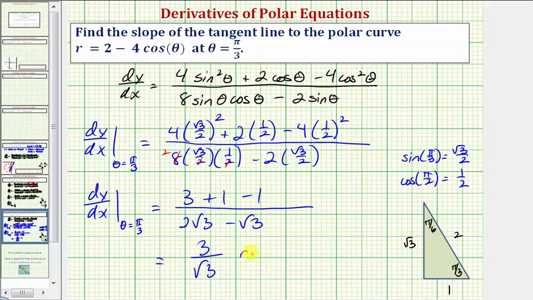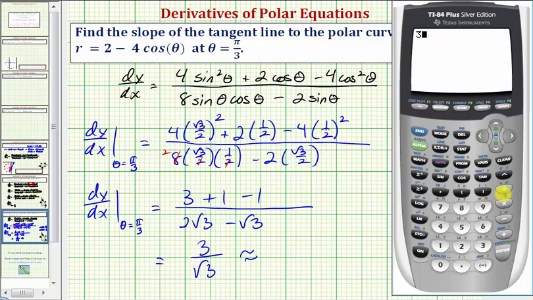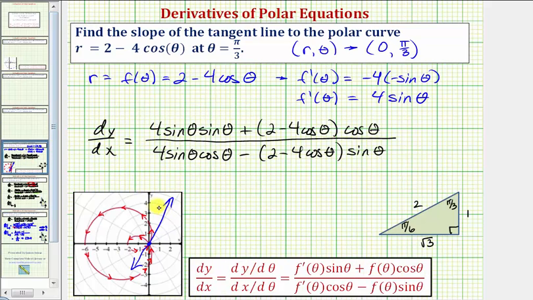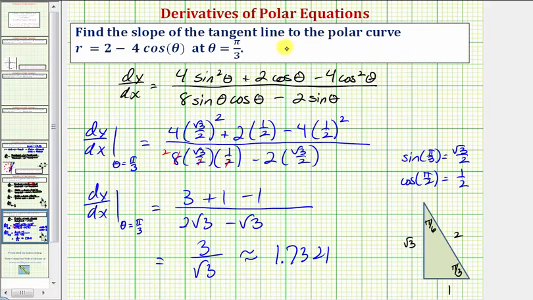Let's go ahead and get a decimal approximation. 3 divided by square root 3 is approximately 1.7321. Again, this is the slope of our tangent line at theta equals pi over 3 radians. And going back to our graph, notice how this does verify we found the slope of the tangent line with a positive slope in this direction here. And because the directions don't say round, we should enter the exact slope as 3 divided by square root 3.